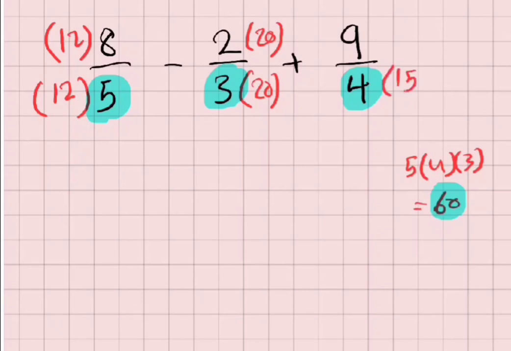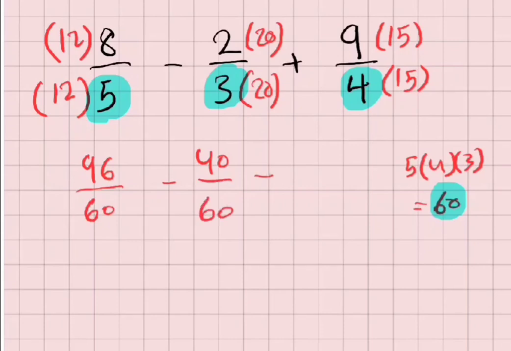Now 12 times 8, that's 96. 5 times 12, we know it's 60. 2 times 20 is 40. 3 times 20 is 60. And 9 times 15. 15 times 10 is 150. So if you take away 15 from that, you'll get 15 times 9, so that's 135. And 4 times 15 is 60.